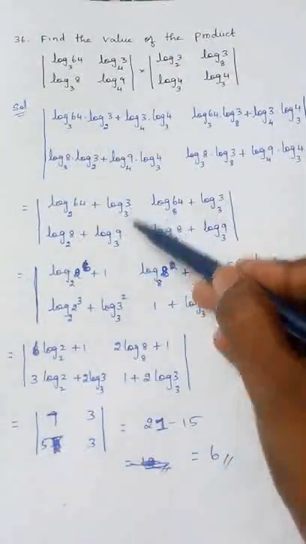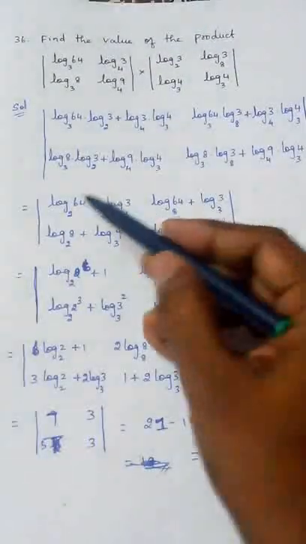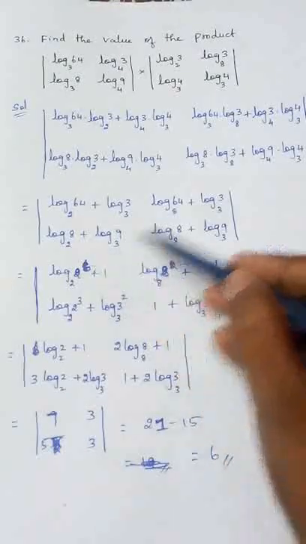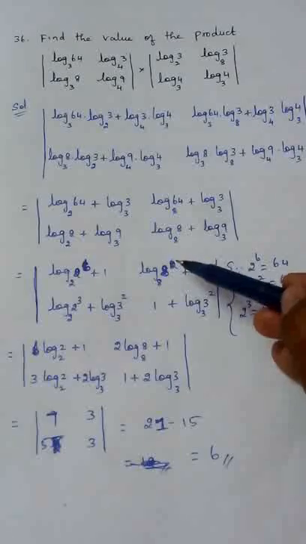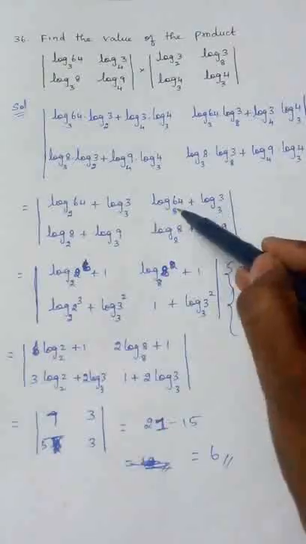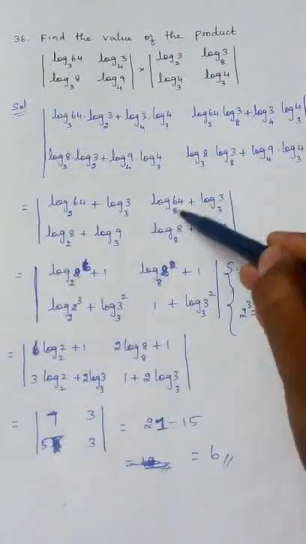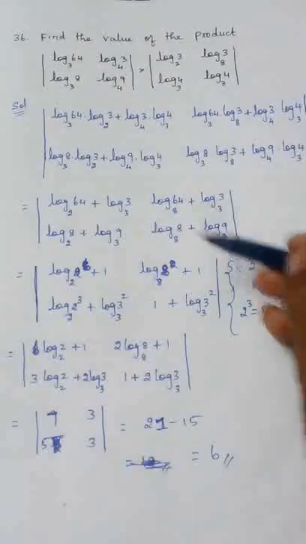Then log 3 base 3, answer is 1. Again, this 64 is written as 2 power 6. This 64 is written as 8 power 2. 8 into 8, 64. Why are we writing 2 power 6? Because the base is 2. Here we are writing 8 power 2 because the base is 8. So 8 square. Log 3 base 3 becomes 1.